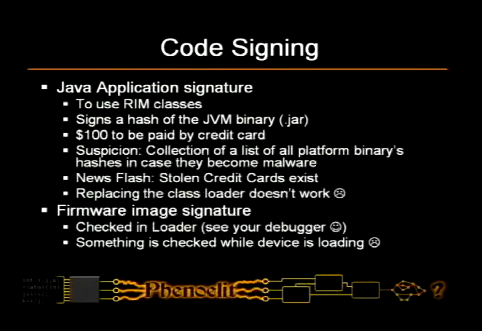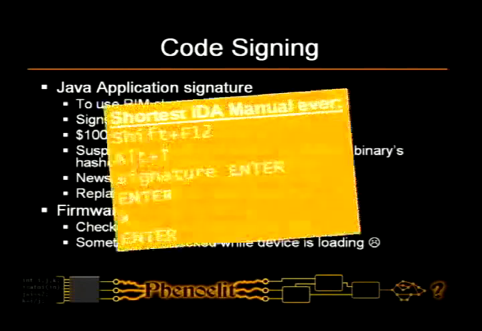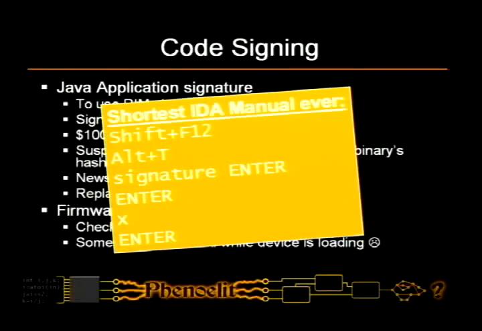The firmware itself is signed as well, so you can't just modify the firmware. I tried that. The loader checks the signature on the firmware, which is easily circumvented by like the shortest IDA manual ever. This is how you get to the code position where the signature is checked. You just search for the word signature and cross-references. Unfortunately, and luckily for RIM, the device checks that as well. So the signature is checked on the device as well, so it wouldn't boot your modified firmware.